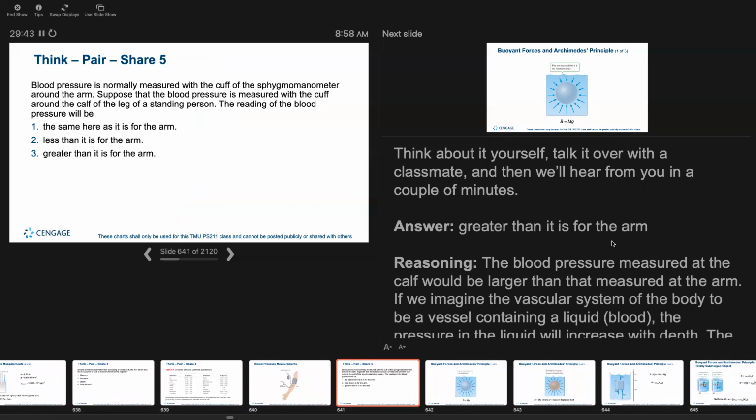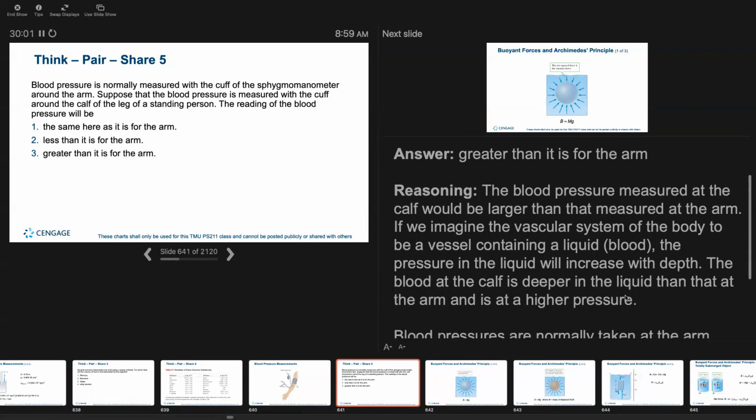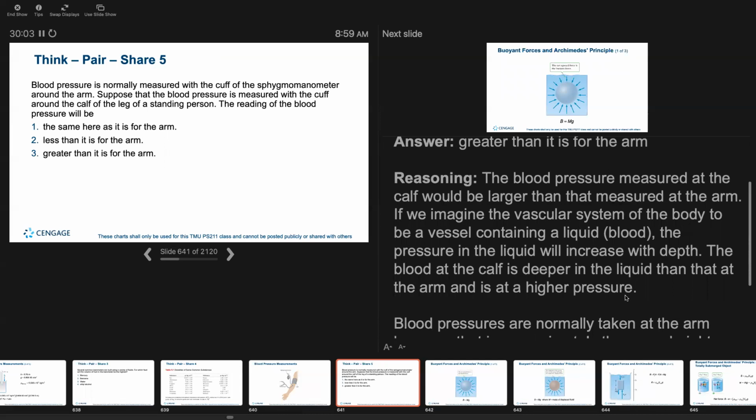Blood pressure is normally measured with a cuff of this manometer around the arm. Suppose that the blood pressure is measured with a cuff around the calf of the leg of a standing person. The reading of the blood pressure will be, and the answer is, greater than that for the arm. The reason is that the blood pressure measured at the calf would be larger than measured at the arm if we imagine the vascular system of the body to be vessels containing a liquid, blood. The pressure in the liquid will increase with depth. The blood at the calf is deeper in the liquid than in the arm and is at higher pressure.